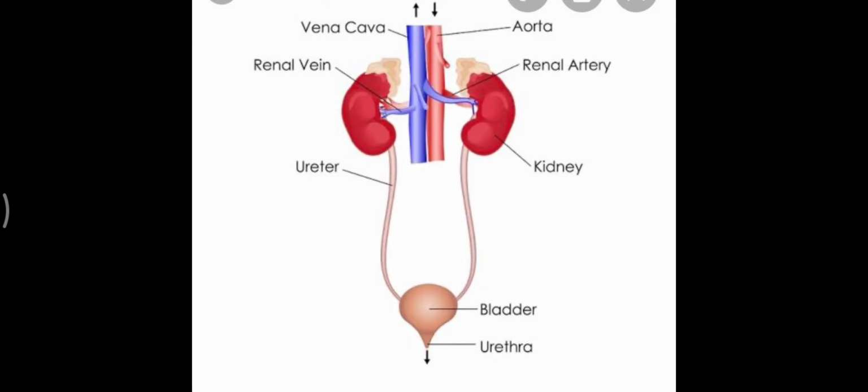Now the opening of the urinary bladder is guarded by the urethral sphincter. Already we have mentioned the role of a sphincter: once things move in one direction, they cannot revert back. So once the urine moves out, it cannot get in. That is the role of the urethral sphincter.